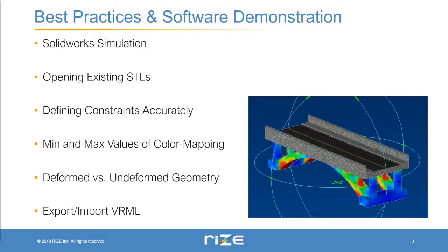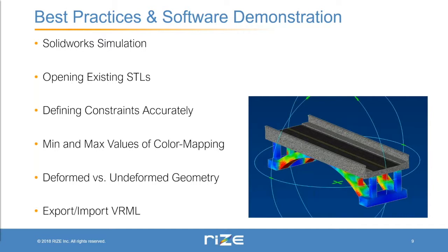I'll also discuss how to define constraints accurately and make sure you don't make some simple common errors. And then we'll look at min and max values of color mapping, which can help you get just the right effect of the range of color on the parts that you eventually print out. And this will give them the best visual effect on those who hold them.